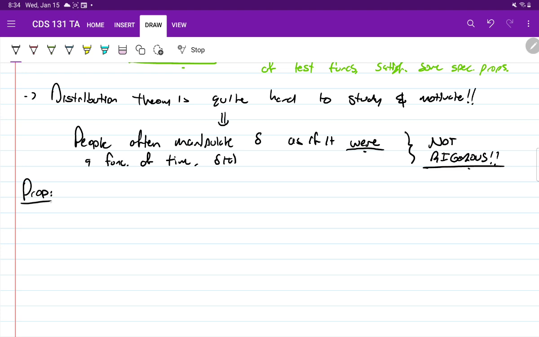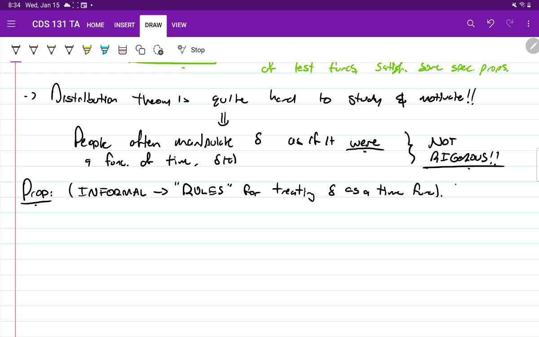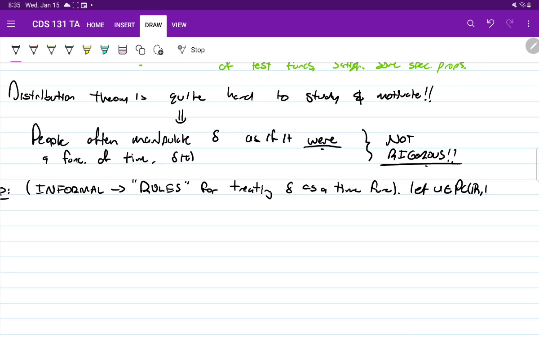So I'm going to state a very informal proposition that tells you how these delta functions are used as functions of time, commonly in the field, okay? I want to stress this proposition is not mathematically rigorous, all right? If you want to interpret the statement of the proposition in any way, you should just interpret it as special notation, okay? Remember, this is just notation to communicate an idea. It's not something that's mathematical fact. Okay, so proposition, which I want to stress, is informal. And I'll call this rules, in quotes, for treating delta as a time function. Okay, so what I'm going to do is take a signal u in PC of R, R.